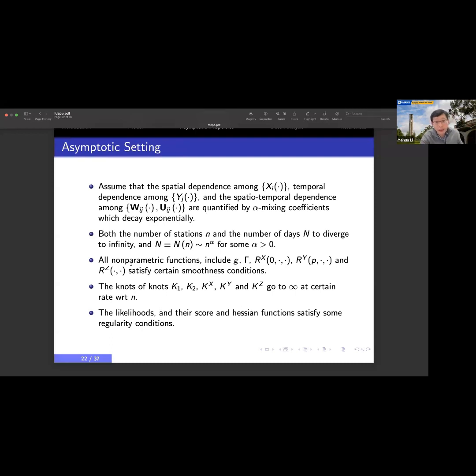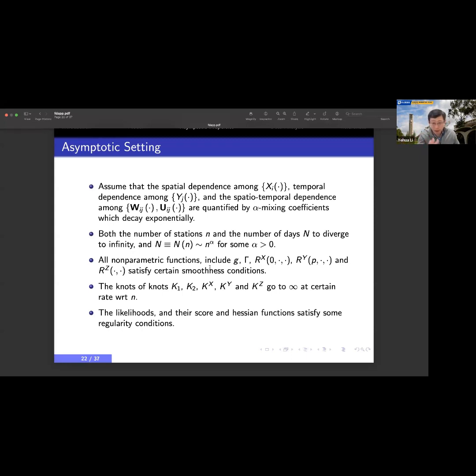Very briefly about the asymptotic results. We're going to assume the spatial dependency among these latent processes X, the temporal dependency among Y, and the spatial temporal dependency among these covariates can be quantified by some alpha mixing coefficients that decay exponentially. In our framework, we're going to assume the number of stations little n and the number of days capital N both diverge to infinity. Essentially, both are indexed by little n, and we assume the number of days diverges at a polynomial order of little n. We have to assume all the functions we're trying to estimate satisfy certain smoothness conditions.